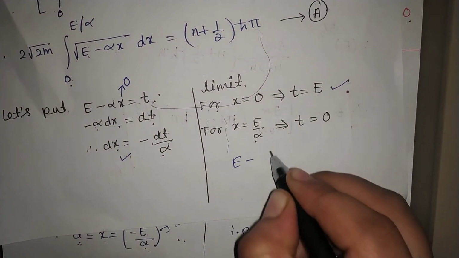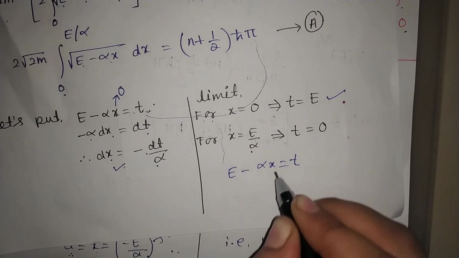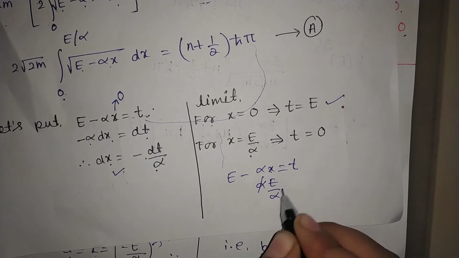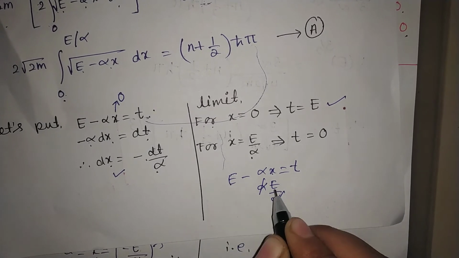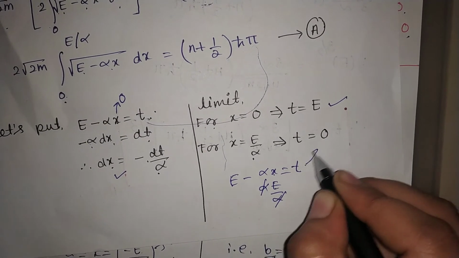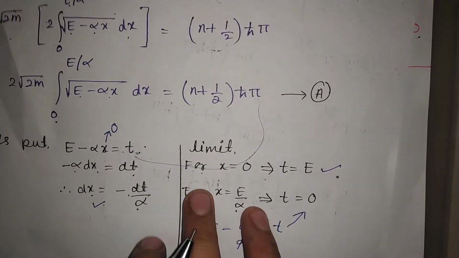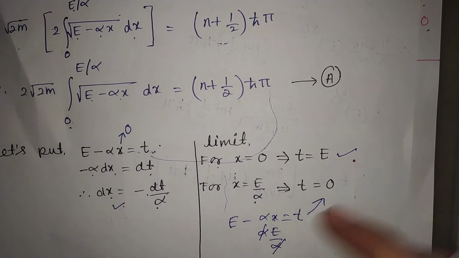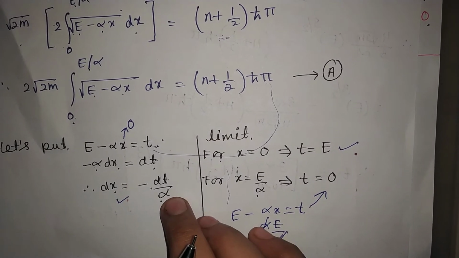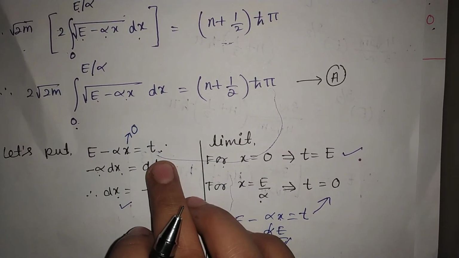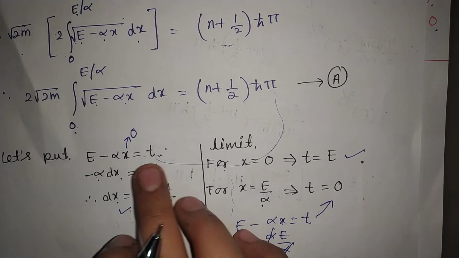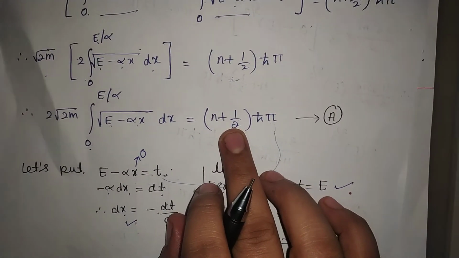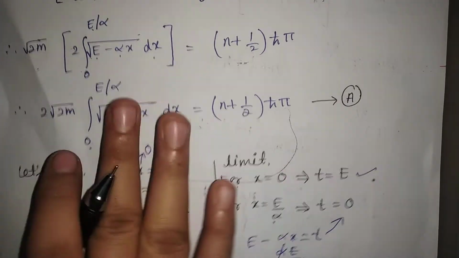Here E minus alpha x is equal to t. When we put x as E by alpha, alpha gets cancelled and E minus E becomes 0, so we get t as 0. So now our limit is E to 0. Clear? And we have got dx, and E minus alpha x we have considered as t. So let's now put all these values together in this equation and see what we get.